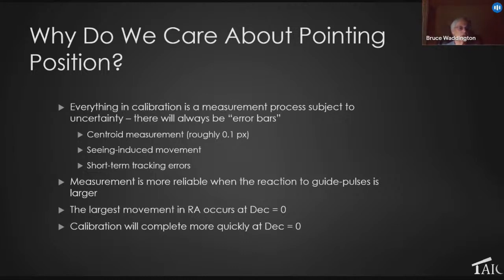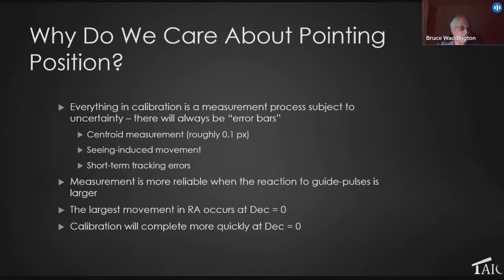Just to give you an idea, that's usually about a tenth of a pixel. It can be better than that. It might go down to half that, depending on what the array of guide stars are that you're using. But the point is, it can never be a perfectly accurate measurement. So you take that into account and you say, well, if I have a more or less fixed uncertainty, let's suppose it's 0.2 pixels, then I would like the measurements to be much larger than that. So I want the guide star to be making movements that are substantially larger than that uncertainty.